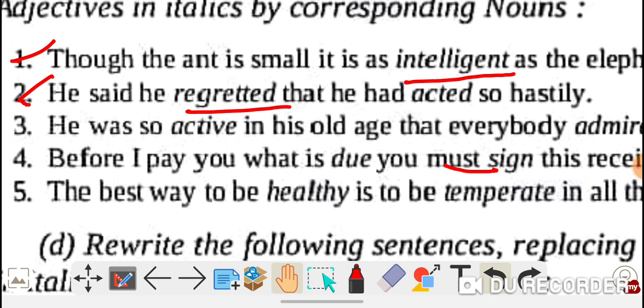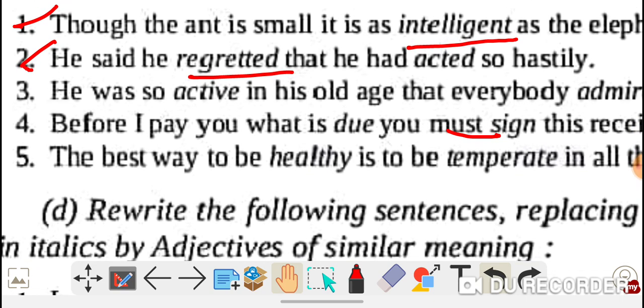So he expressed regret for his hasty act, or you can write action. So I am repeating again, he expressed regret for his hasty act or action.